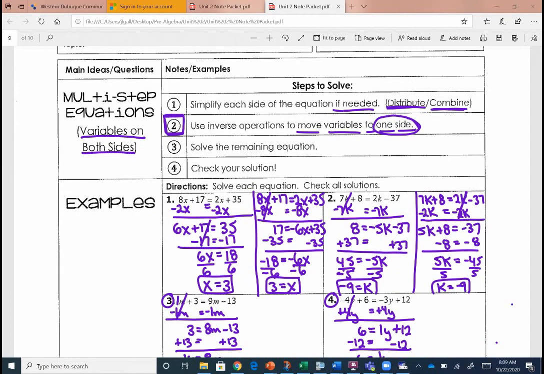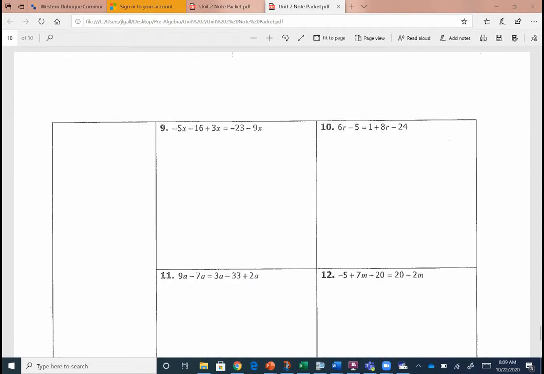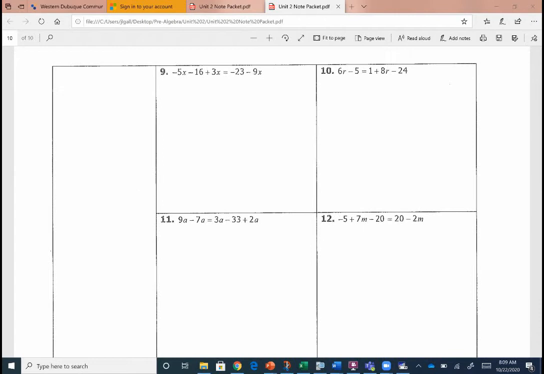If I look at question number 9, I don't have any parentheses, so we're not going to distribute yet. But I can combine some like terms. So before you start moving your x's around left side, right side, take a look over on the left side.